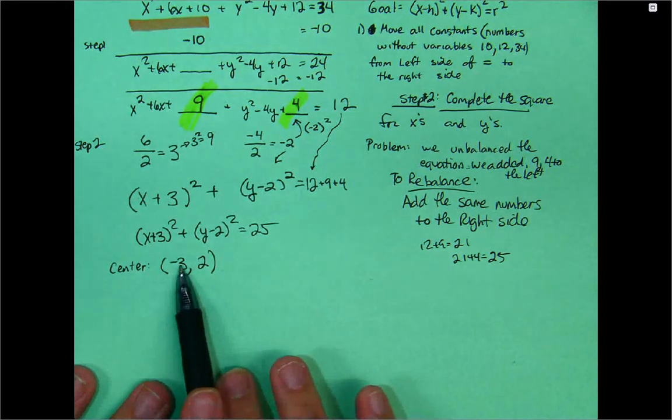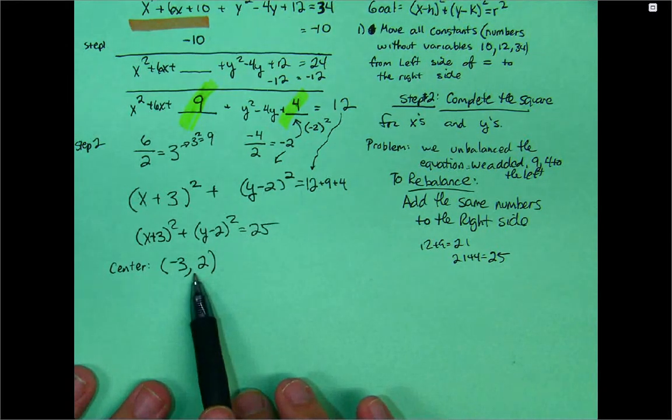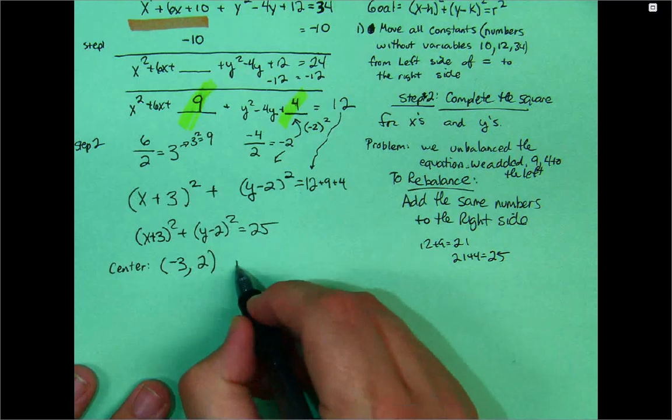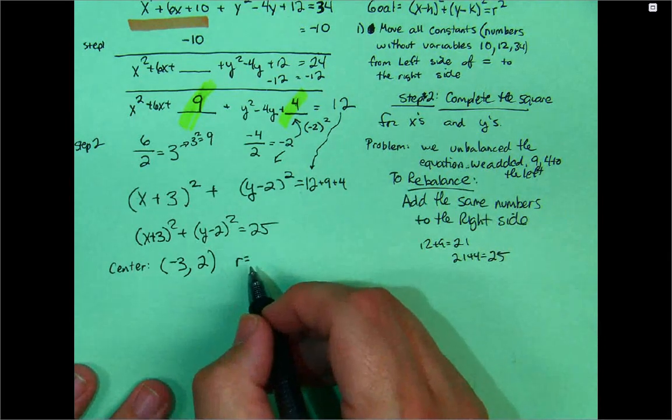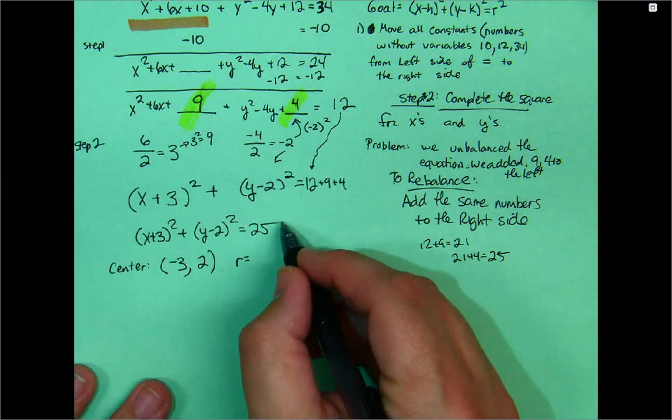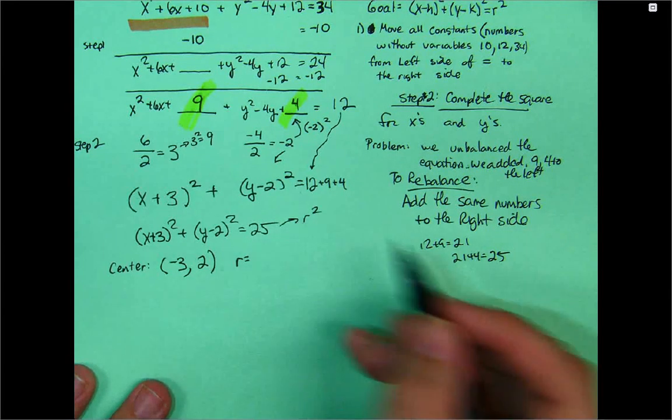Now, what's my radius? What was that? Not 25. Remember, this guy represents r squared. Yeah, we need the square root of 25, which ends up being 5.